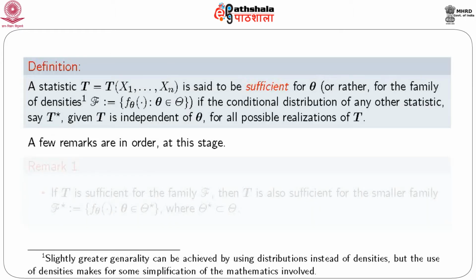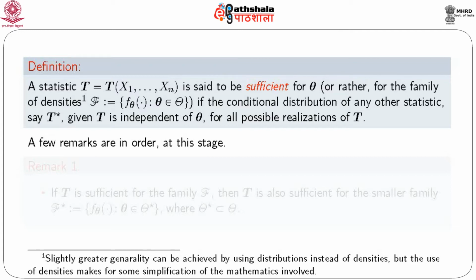Now we define a sufficient statistic. A statistic capital T, which is a function of sample observations x1, x2, ..., xn, is said to be sufficient for theta, or rather for the family of densities script F, which equals the set of all f_theta such that theta belongs to script Theta, if the conditional distribution of any other statistic, say T star, given T is independent of theta for all possible realizations of T.